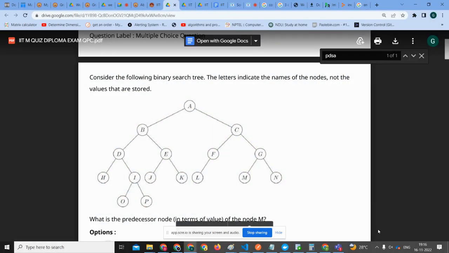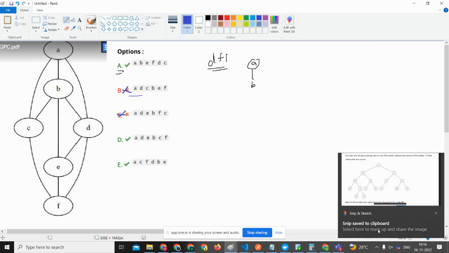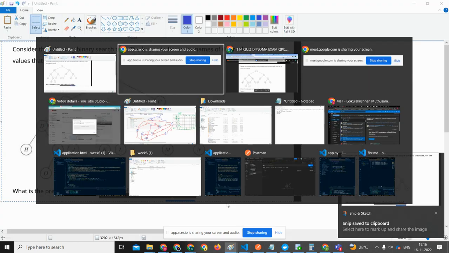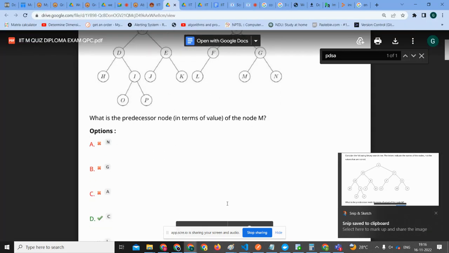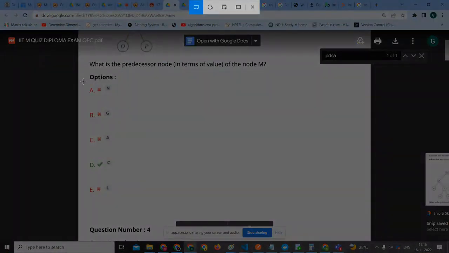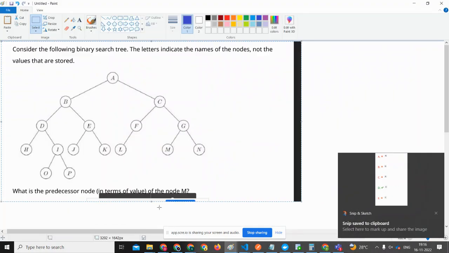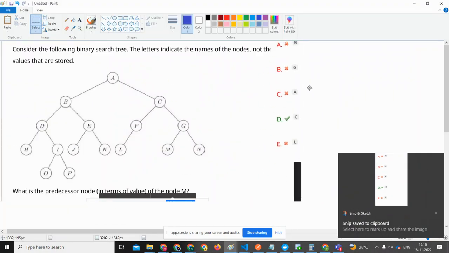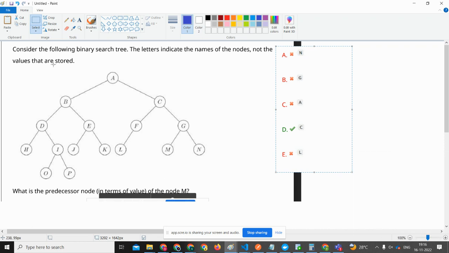So, what is the predecessor node? You should be able to read the question. I'll also take the options. Have more options. Make sure that we are checking everything. Fine. Go ahead, Pooja. It's your choice. Read the question first.